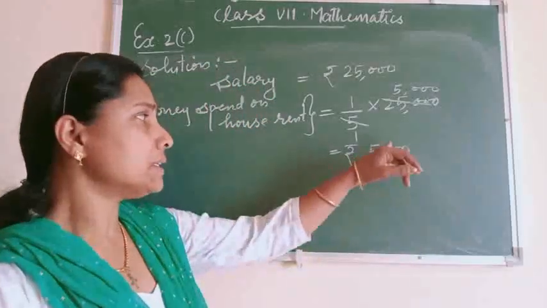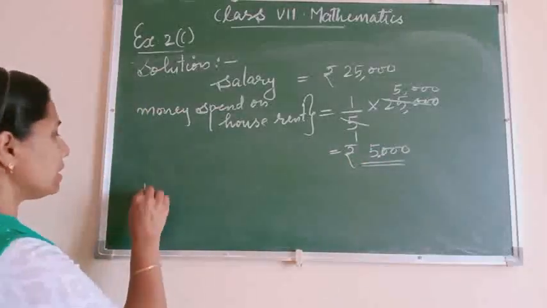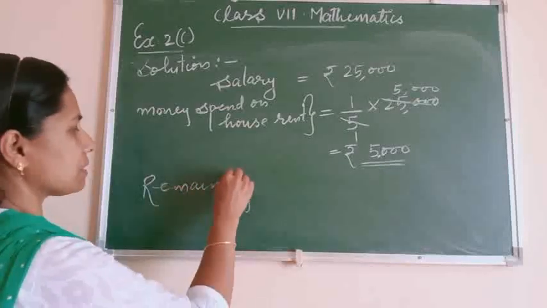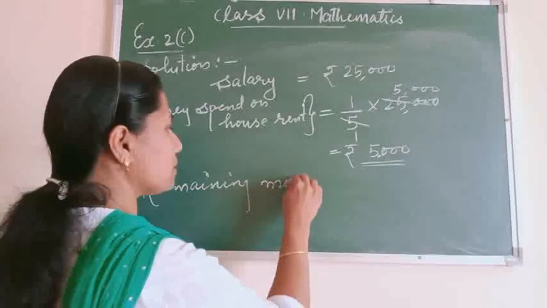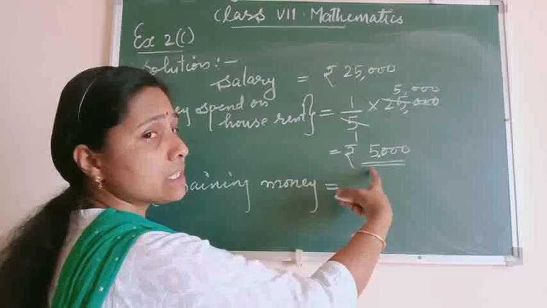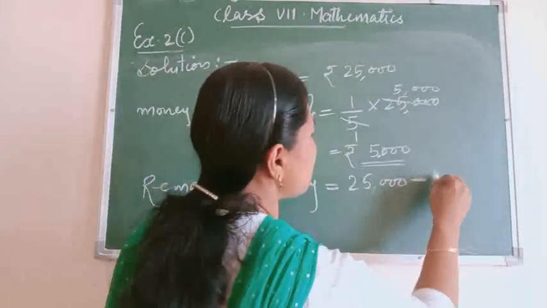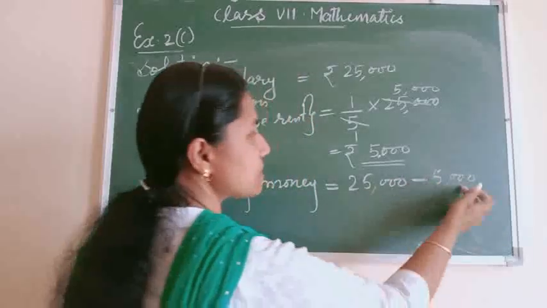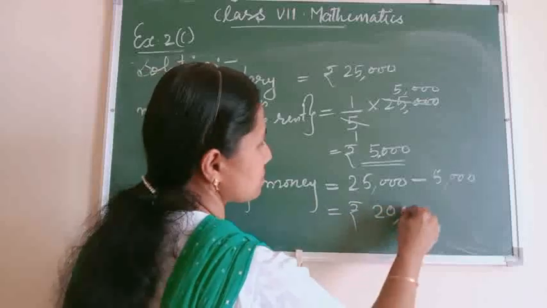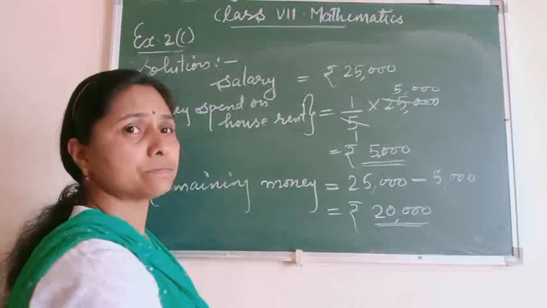After finding the money spent on house rent, we have to find the remaining money. So that we are doing here. Remaining money means salary minus house rent, that is 25,000 minus 5,000. Do the subtraction. 25,000 minus 5,000 means rupees 20,000. So the money remaining with him is 20,000.